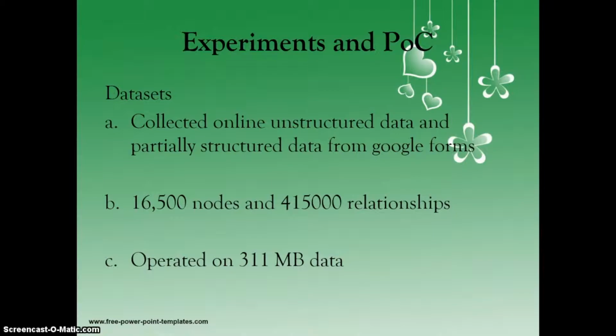We also collected data from a survey, wherein we asked our friends to fill out Google forms which had fields such as name, age, gender, city, and their preferences for dating. This data was partially processed but still required processing. The query generated 16,500 nodes and around 4 lakh relationships that were stored in the database. We collected and operated on 311 MB of data.